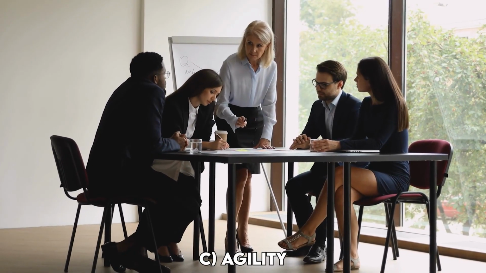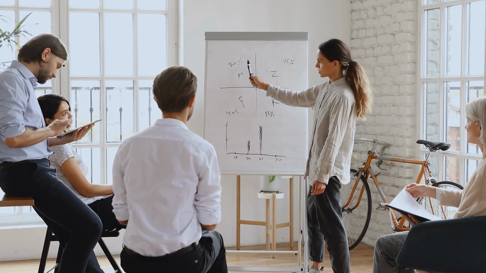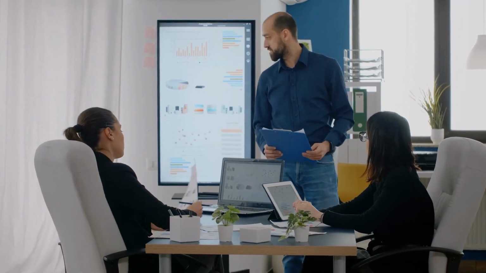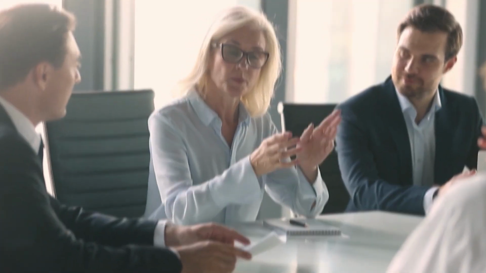C. Agility. Agile methodologies such as Scrum or Kanban can help startups balance execution and strategy. Agile frameworks emphasize iterative and incremental progress, collaboration, and continuous improvement. By breaking down work into manageable tasks, setting short-term goals, and regularly reviewing and adjusting plans, startups can maintain a steady execution pace while staying aligned with their strategic direction.